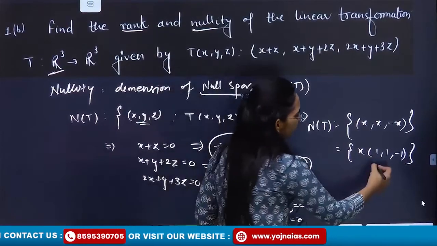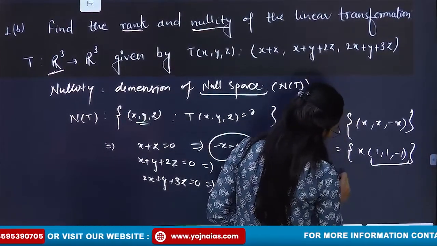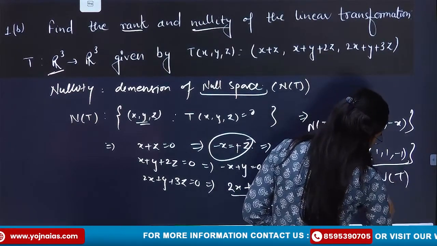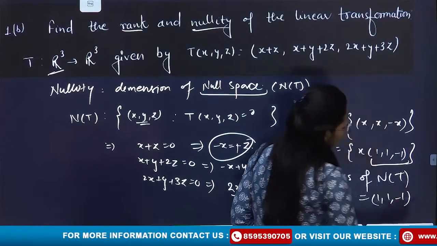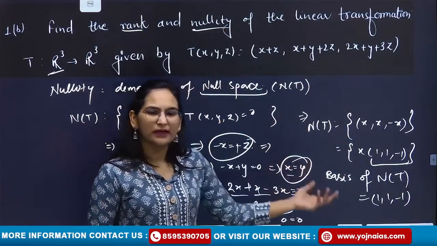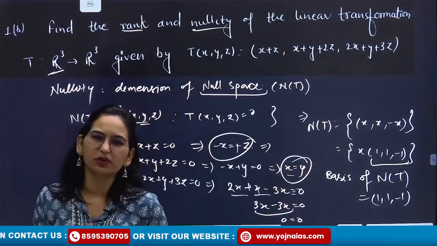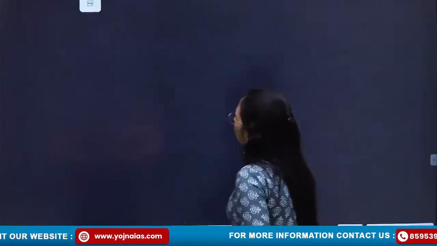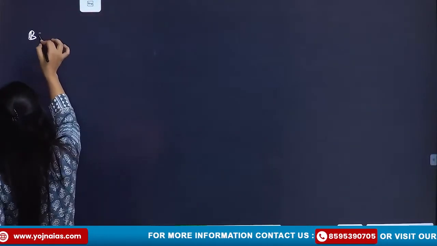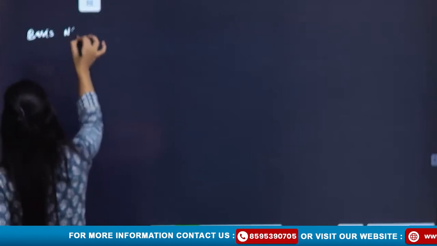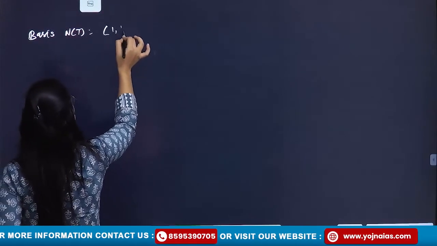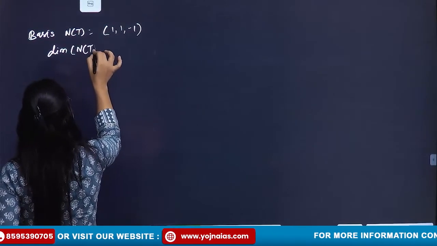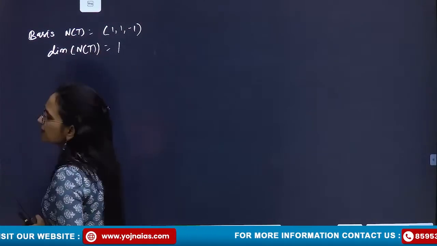And this is nothing but the basis of the null space, (1, 1, minus 1). And then what is the dimension of the null space? It is the number of elements in the basis, so it is going to be one only. The dimension is equal to one, that is the number of elements in the basis of the null space.